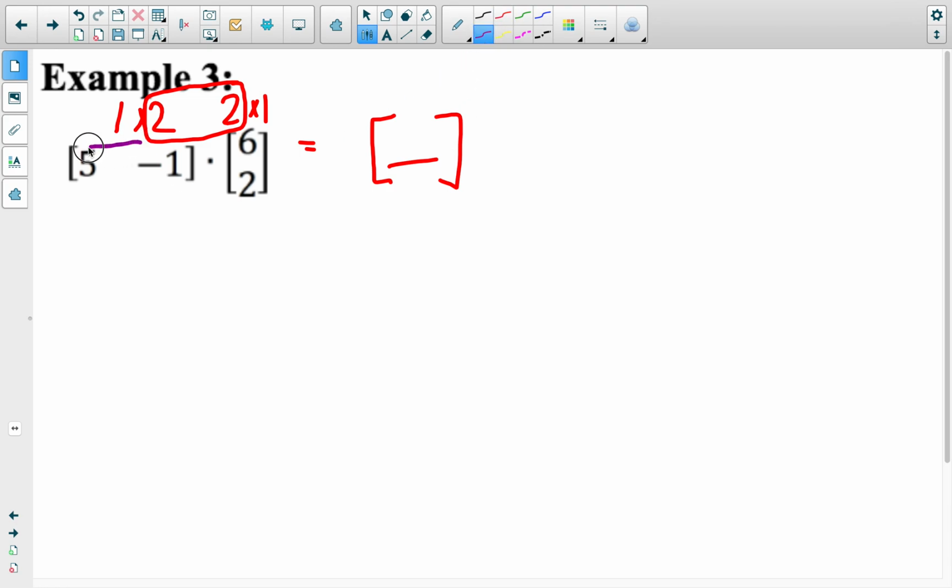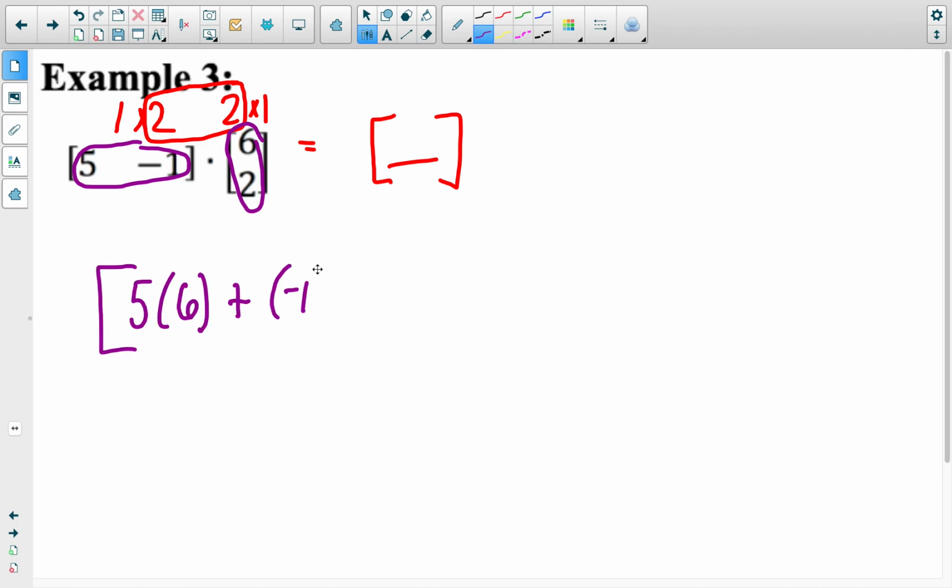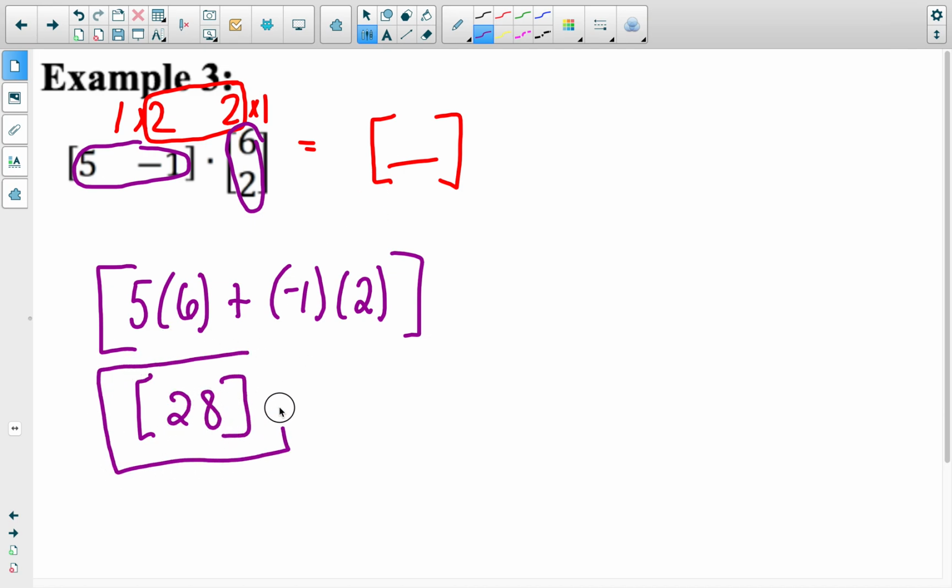All right, and so we're just going to take our row. I like to circle them because it makes it really clear what's happening. 5 times 6 plus -1 times 2. And then when we simplify this, we get 28. That's it. 28.